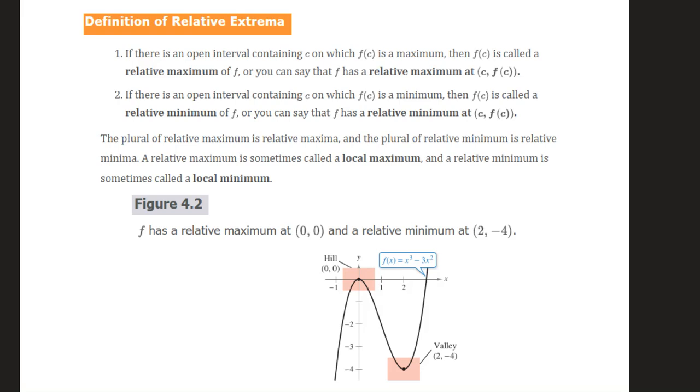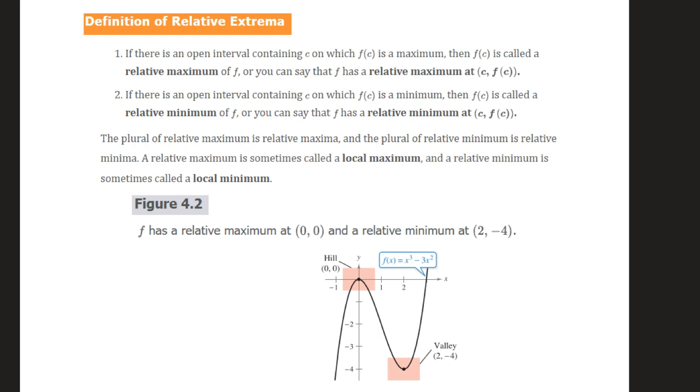Let's recall the definition of relative extrema. If there's an open interval containing C on which f of C is a maximum, then f of C is called a relative maximum of f. Or you can say that f has a relative maximum at the point C, f of C. If there's an open interval containing C on which f of C is a minimum, then f of C is called a relative minimum of f, or you can say that f has a relative minimum at the point C, f of C.